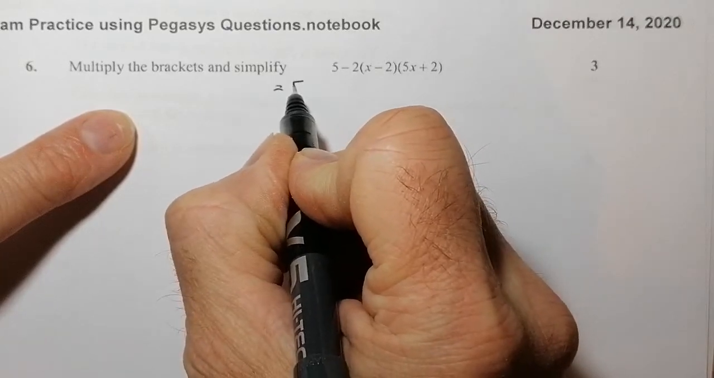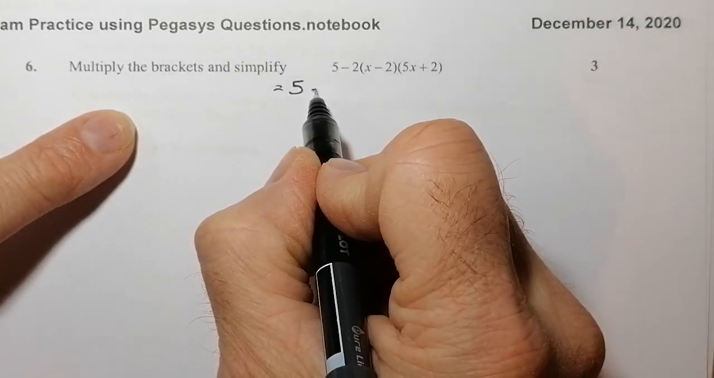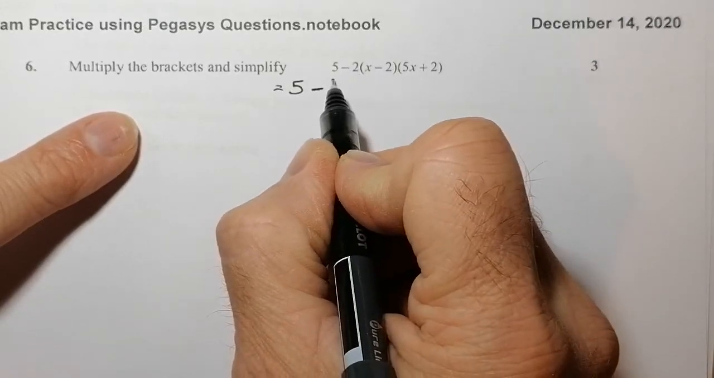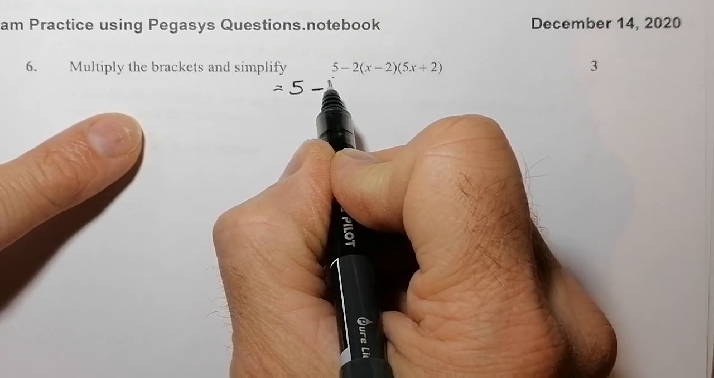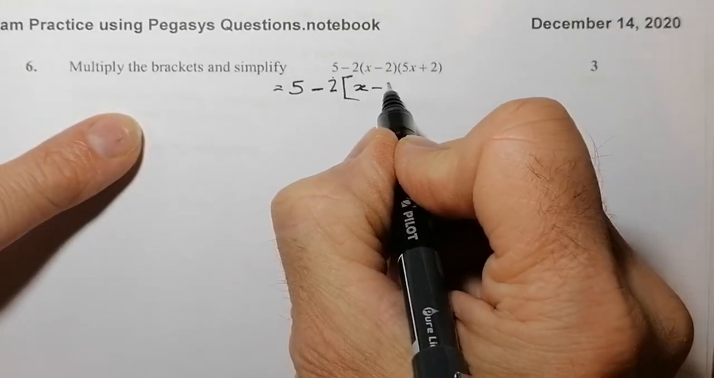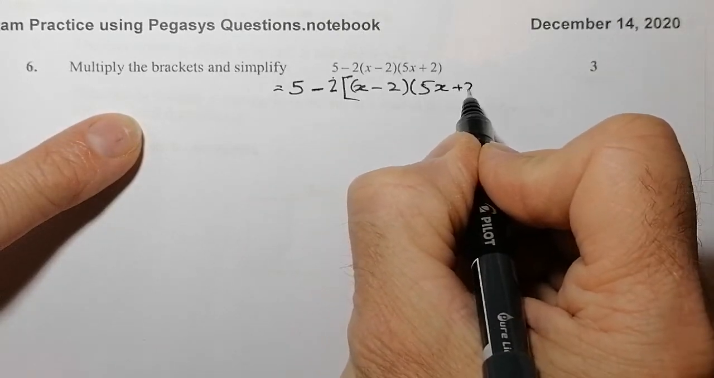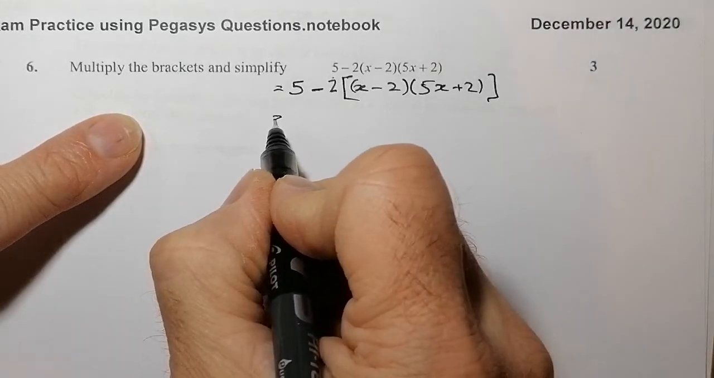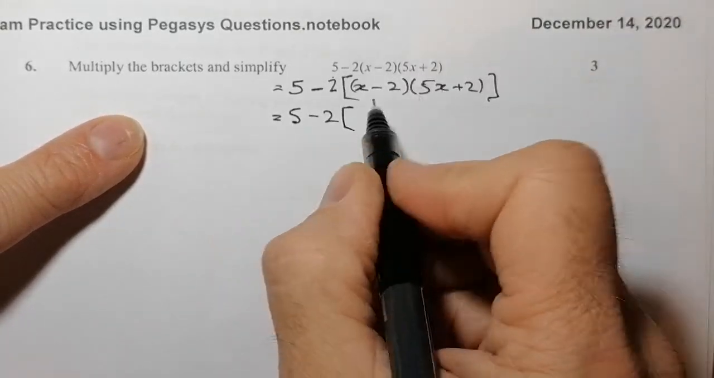Right, so the 5 I'm not going to use at the moment. What I'm going to do is put a kind of bracket around this part here. So I've got the first bracket and the second bracket, and hopefully you can see that a bit clearer. Right, what I'm going to then do is multiply out the bracket that's in there just by FOIL.